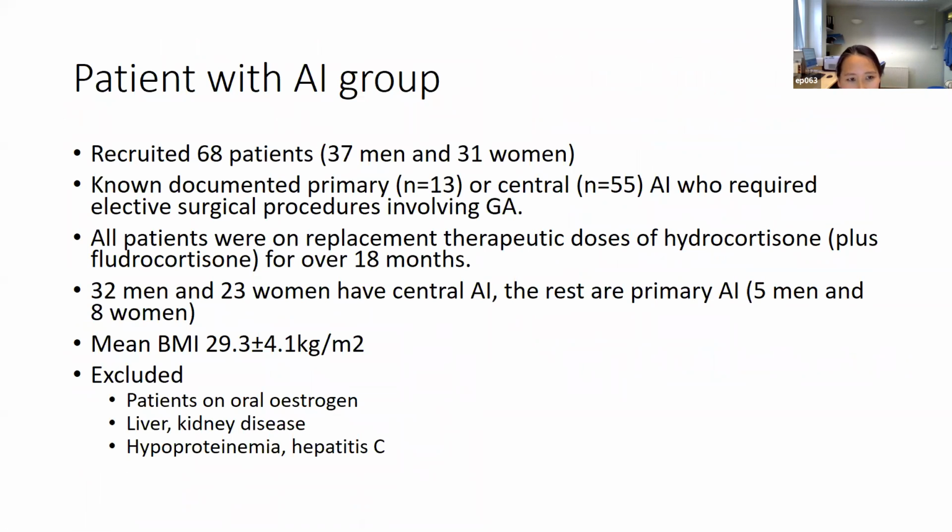Now, the next part of the study is when they recruited adrenal insufficient patients. These patients have adrenal insufficiency, and basically they can have primary or secondary adrenal insufficiency. 60 patients are recruited so far, and all these patients were on replacement therapeutic dose of hydrocortisone for over 18 months. If they are primary, they could be receiving fludrocortisone. Mean BMI is usually much higher because of the steroids. They excluded those on oral estrogen because that can increase the cortisol binding globulin, and those who have liver or kidney disease, or hepatitis C.